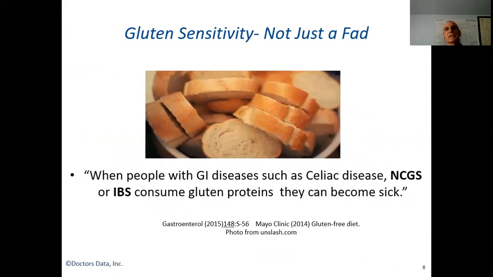Now, gluten sensitivity is absolutely not just a fad. It certainly is trendy, but I take a quote from the Mayo Clinic: when people with GI diseases such as celiac, non-celiac gluten sensitivity, or catch-all IBS consume gluten proteins, they can become sick. So it's official, folks. Gluten sensitivity is real. In fact, we can test for that.